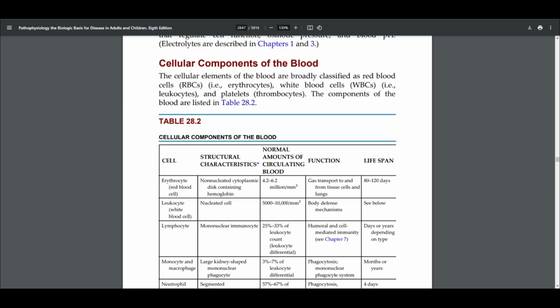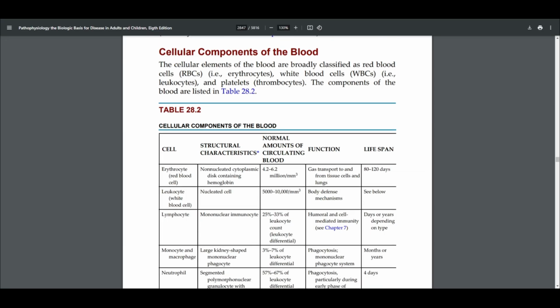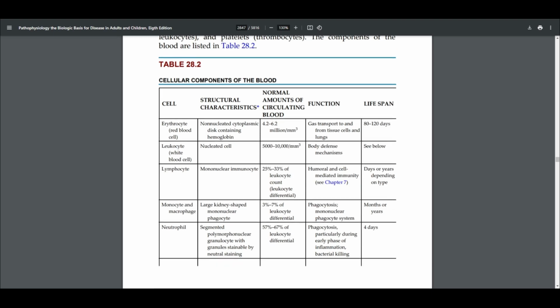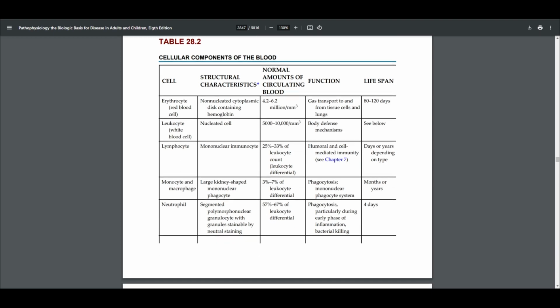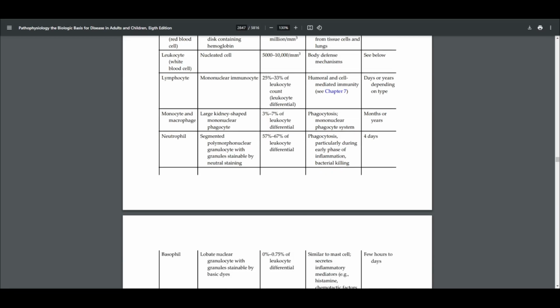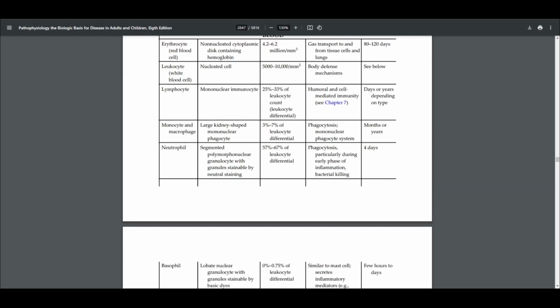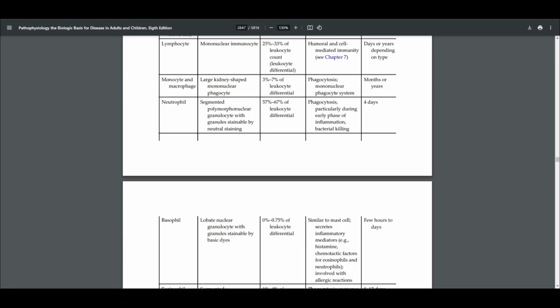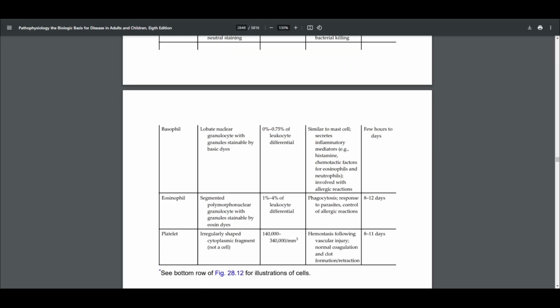So, cellular components of the blood. The cellular elements of the blood are broadly classified as red blood cells, white blood cells, and platelets. The components of the blood are listed in the following table. So here's a good spot to hit pause so you can know the structural characteristics, normal amounts, and function, as well as their lifespan. I'll see if I can get it all into one spot, or as best as possible.